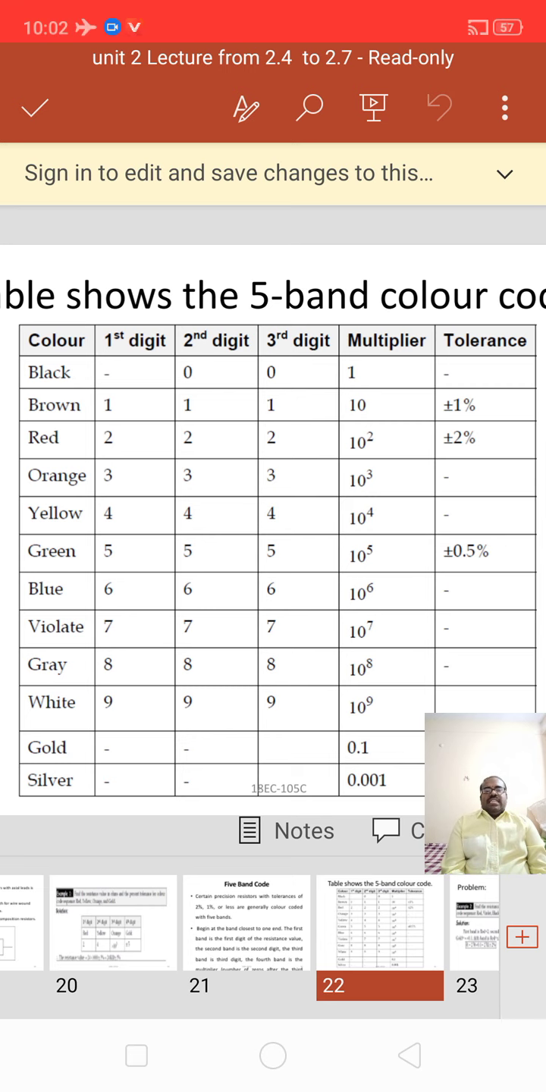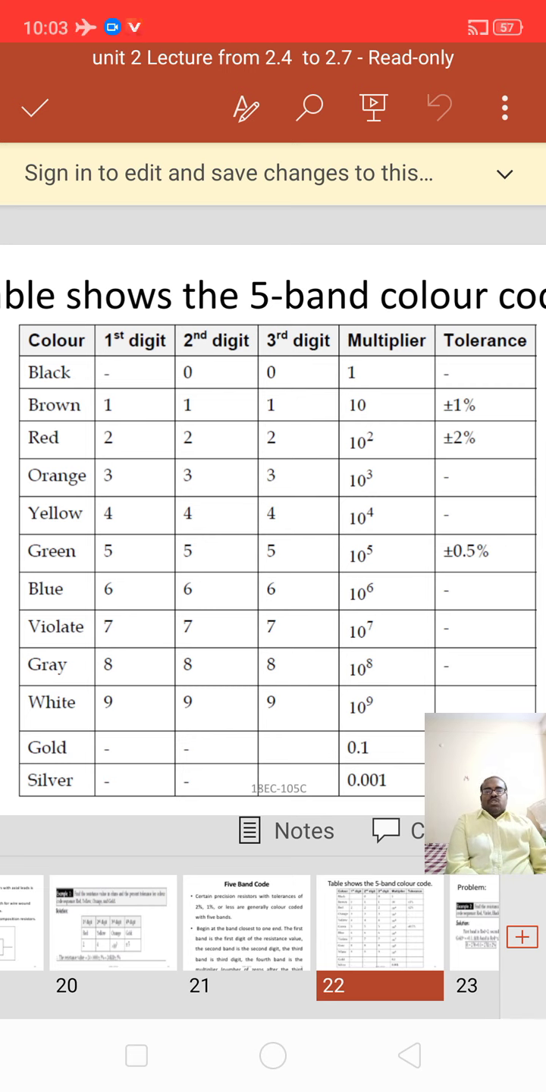Orange: 3, 3, 3, 10 power 3, 0. Yellow: 4, 4, 4, 10 power 4, 0. Next, green: 5, 5, 5, 10 power 5, plus or minus 0.5%. Next, blue: 6, 6, 6, 10 power 6, 0. Violet: 7, 7, 7, 10 power 7, 0. Next, gray: 8, 8, 8, 10 power 8, 0. White: 9, 9, 9, 10 power 9, 0.